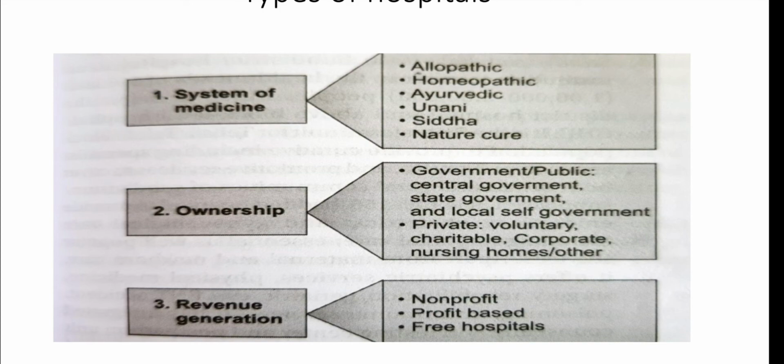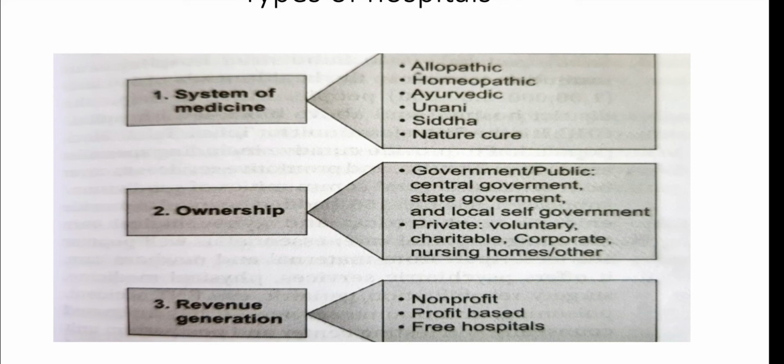Next comes according to the ownership. According to the ownership, government-run or public hospitals are of 3 types: central government hospitals, state government hospitals, and local self-government hospitals. Central government hospitals are run by central government. You know that, for example, AIIMS, railway hospitals, defense hospital, PGIMER. State government hospitals, all the government medical colleges, CHCs, and everything. Local self-government is the municipalities run corporation hospitals and all.